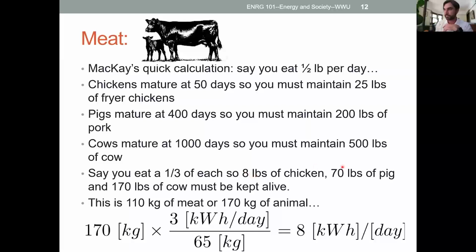So I added up 8 pounds plus 70 pounds plus 170 pounds. Divide that number by 2.2 because that's the conversion from pounds to kilograms. That yields 110 kilograms of meat. That's what you eat, but an animal isn't pure meat. So you have to scale that up to 170 kilograms to account for things like bone and guts and stuff.